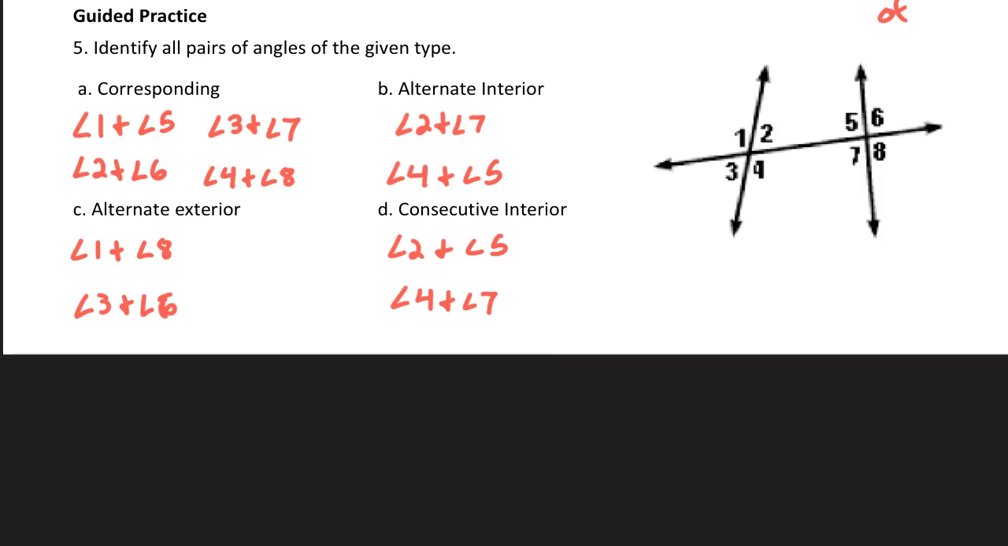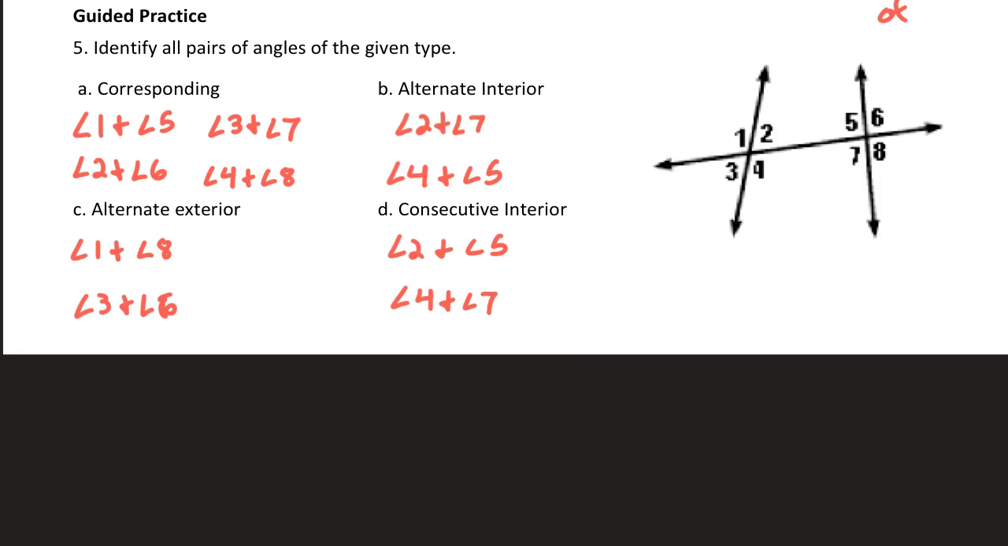Okay, so to explain these angle pairs, I'm going to go through each pair and explain why they fit the description. So corresponding angles first. There's 4 pairs of corresponding angles. The first pair I picked out was 1 and 5. 1 and 5 are both on the same side of that transversal above it and on the left of each of their lines. So that's corresponding positions.